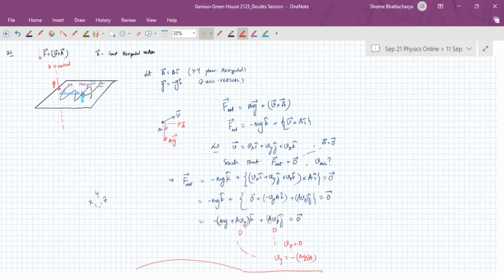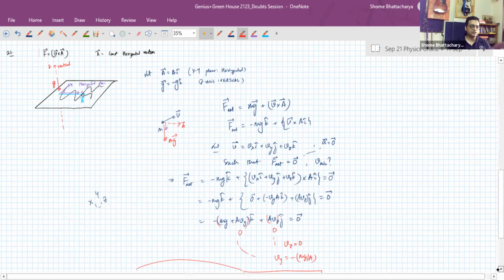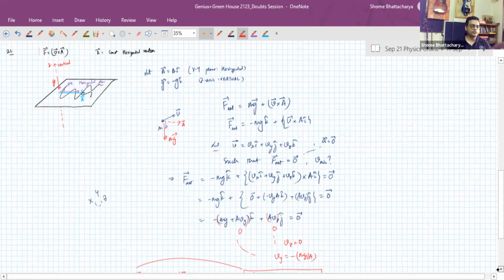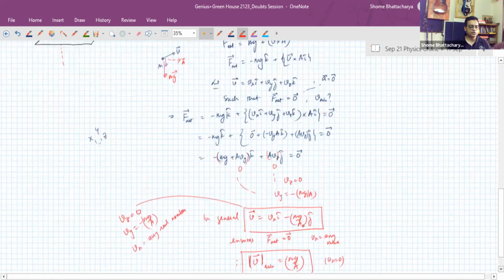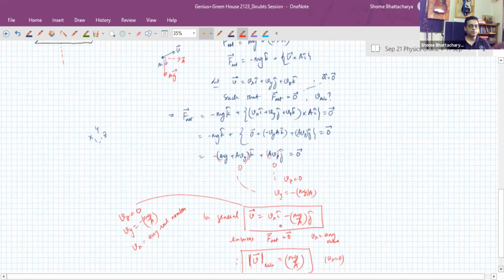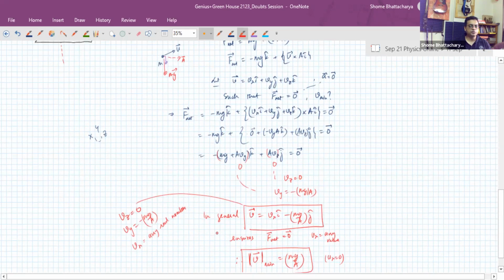So what we do is first we end up solving what kind of velocity is required for net force to be 0. The general solution that we get is that the Vz component should be 0. It should not be non-zero. The Vy component should be minus mg by a. But for the Vx component, we can have any value, in fact any value from minus to plus infinity. So any velocity of this type will do.